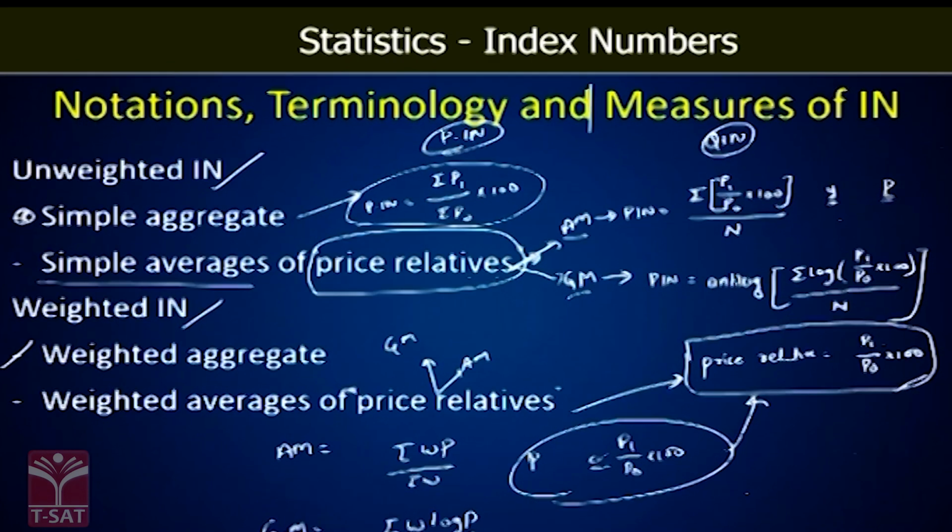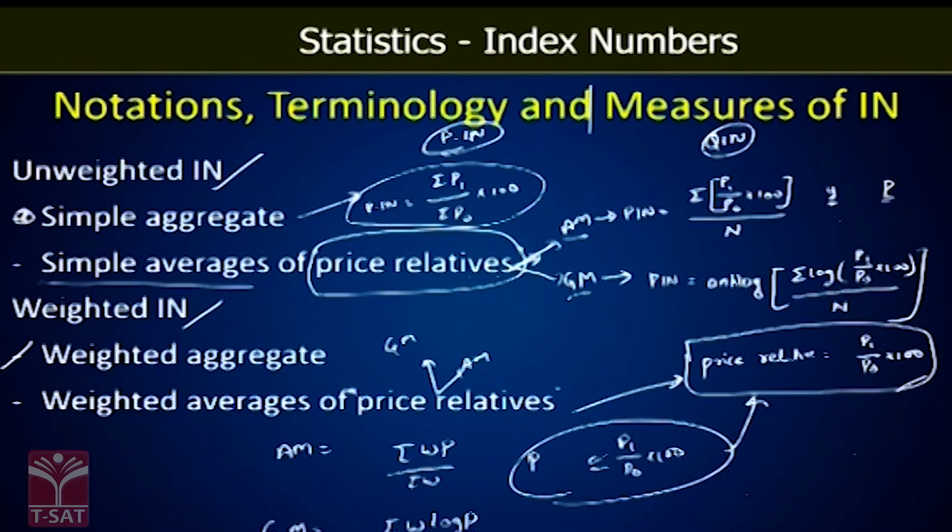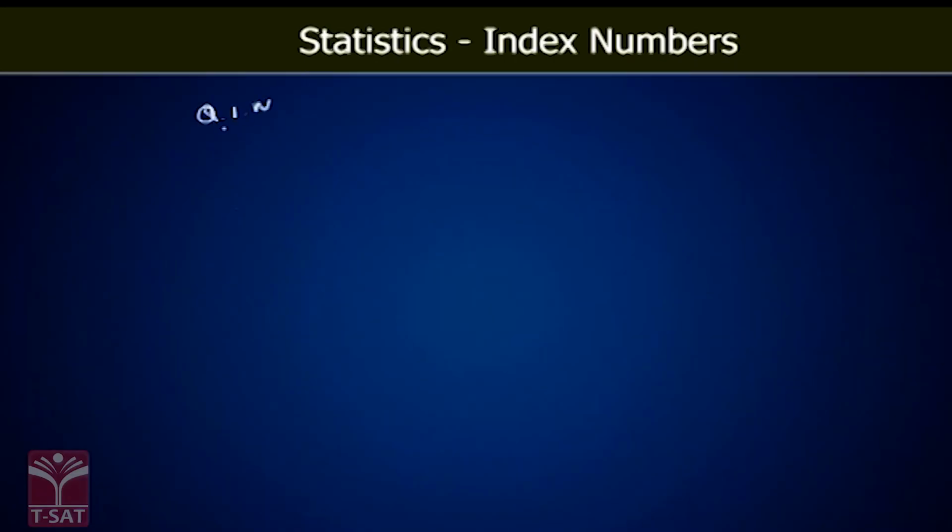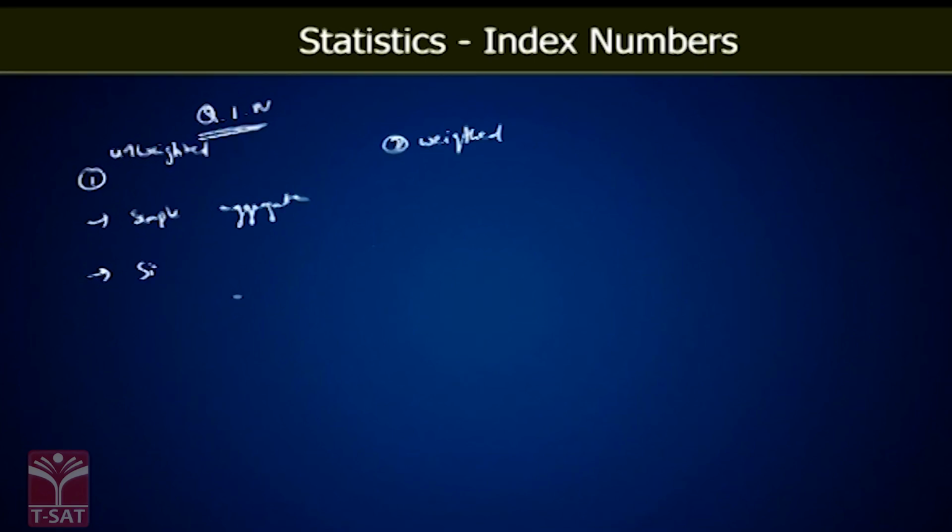Now we will see the same formulas for quantity, that is nothing but the quantity index numbers, QIN. So in this also we have the same. First is unweighted and second is weighted. In the unweighted we have again simple aggregate, and we have simple average of price relatives.